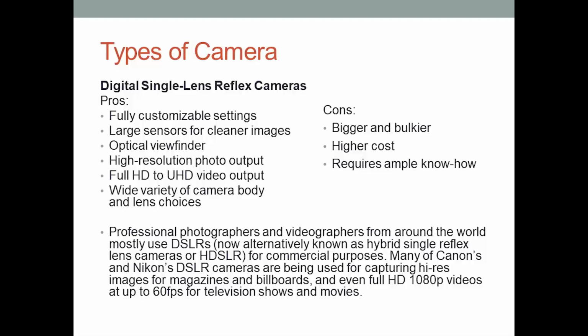Digital single lens reflex cameras also have their pros and cons. It provides fully customizable settings and large sensors for cleaner images. It has an optical viewfinder. It has high resolution photo output. You can get full HD to UHD video output. And there's a wide variety of camera body and lens choices. But DSLR cameras are bigger and bulkier. They are higher in cost and require ample know-how, meaning that you need to know how to use it.